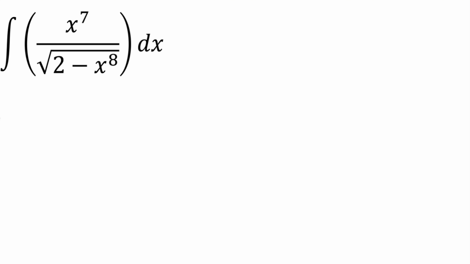In this video, we will calculate this integral right here. We have x raised to 7 divided by the square root of 2 minus x raised to 8 dx. So this problem I classified as a u substitution, type 2, direct cancellation, where you'll have a constant remaining.